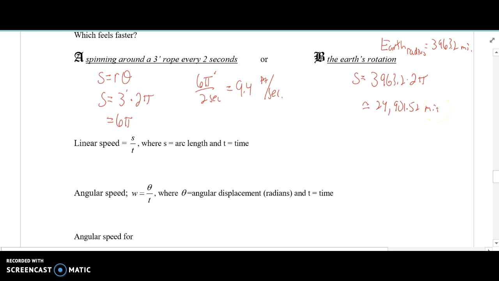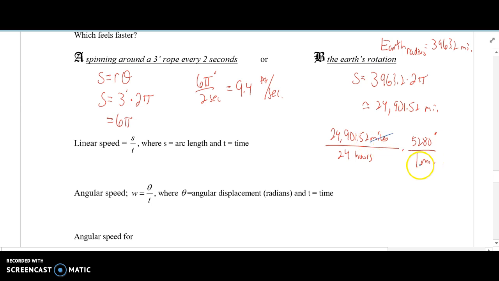And we want to figure out, for comparison's sake, what is the speed that you're traveling on the surface of the Earth as the Earth is spinning. So we're traveling 24,901.52 miles in 24 hours, spinning every 24 hours. And now we want to convert this into feet per second. There are 5,280 feet in 1 mile. So I'm multiplying by 1 essentially, since those are equivalent to each other.